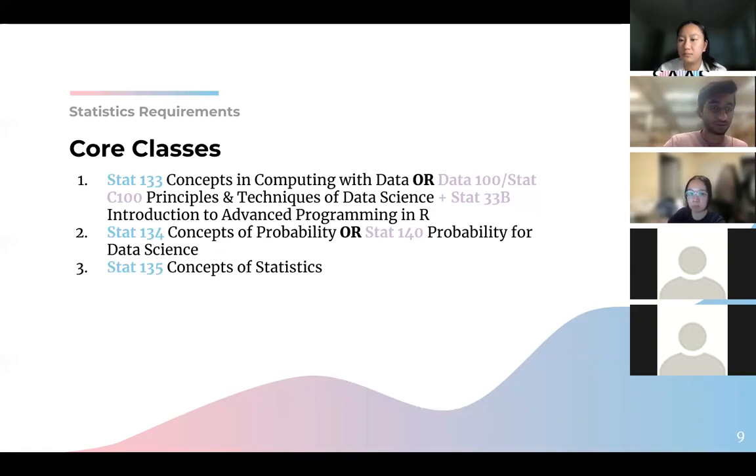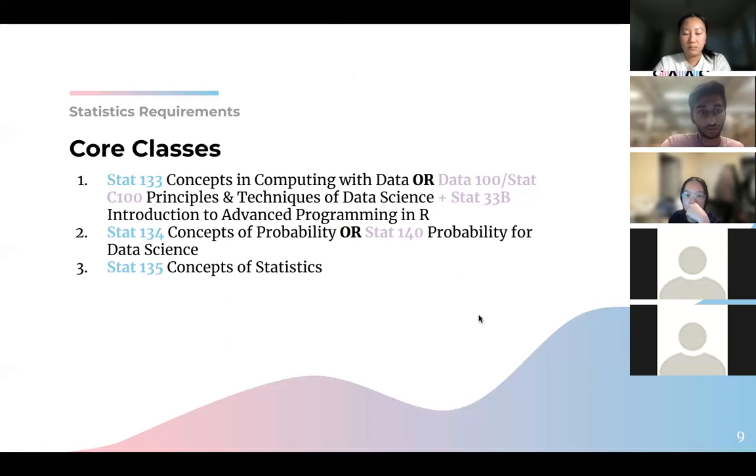So going down the list, the first core stat requirement that everyone has to take is Stat 133, Concepts in Computing with Data. But another replacement for this is doing Data 100 or Stat C100, if you call it that, and pairing that with Stat 33B. So essentially, Data 100 will teach you all the programming concepts, like data analysis, data cleaning, etc. And Stat 33B will give you the R programming foundations. Meanwhile, Stat 133 does everything in R. So that's the primary difference between the 2 tracks there.